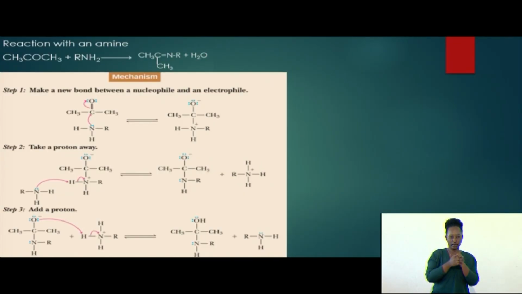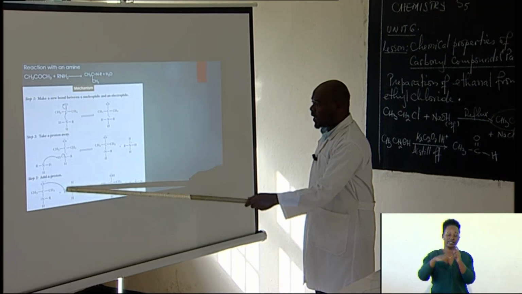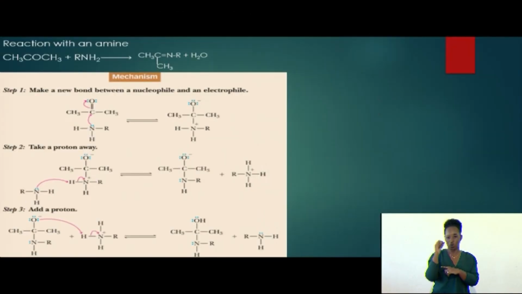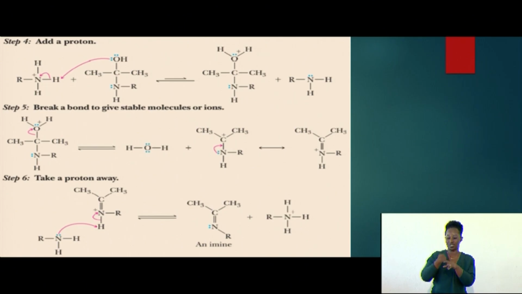And from here, what do we get? We get this oxygen, which attacks the hydrogen and removes it from this quaternary species of the nitrogen. And we produce these two stable compounds. But this is not the final product, as we can see on the next slide.